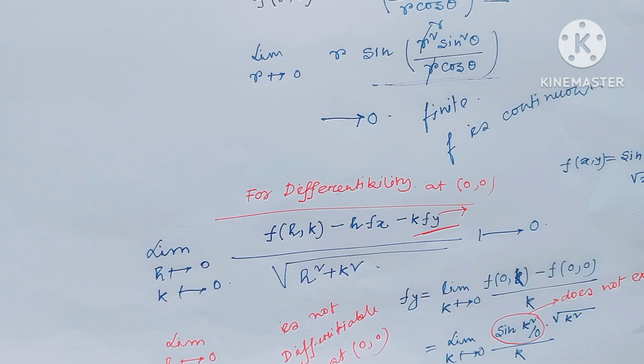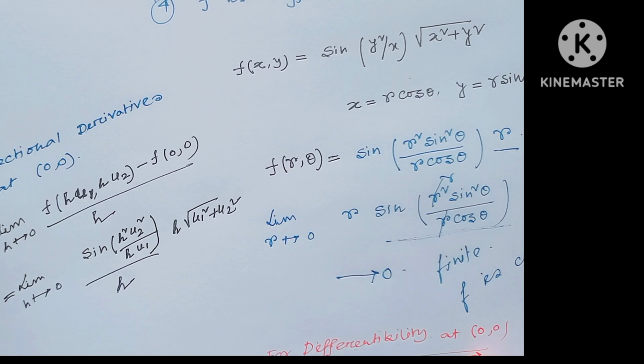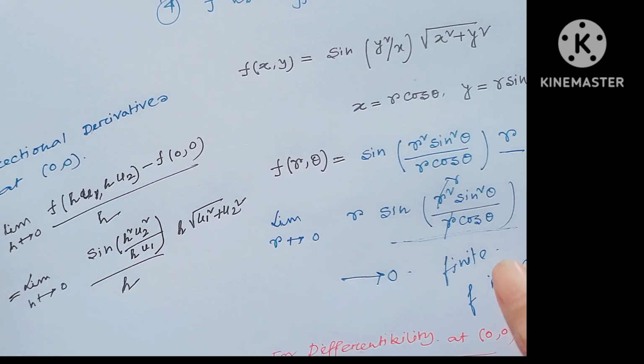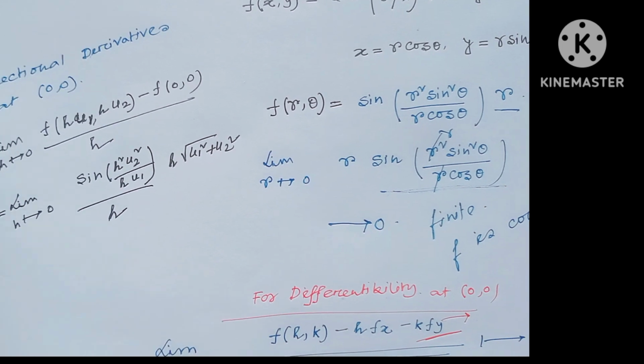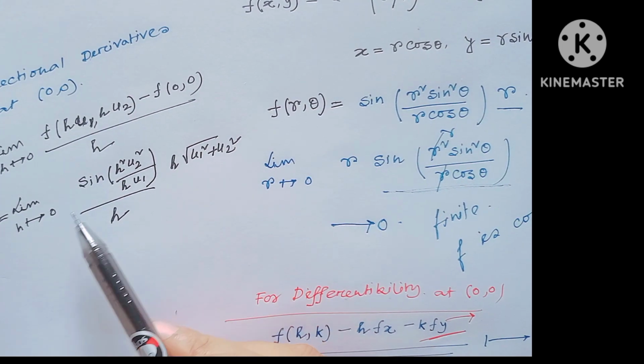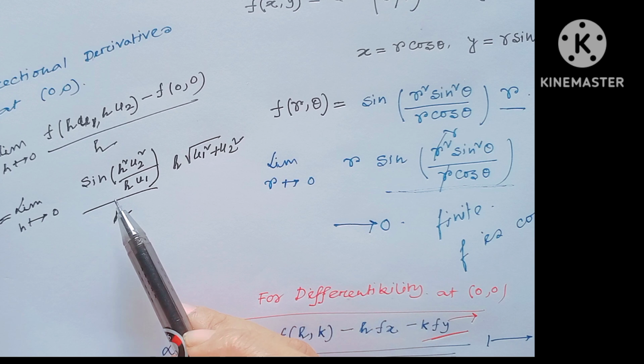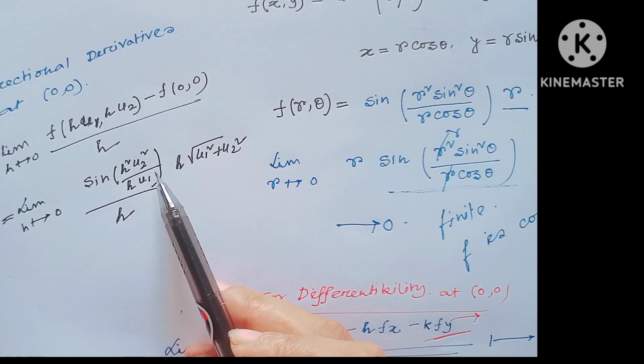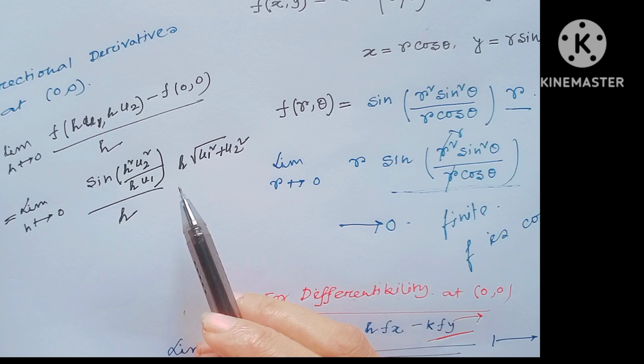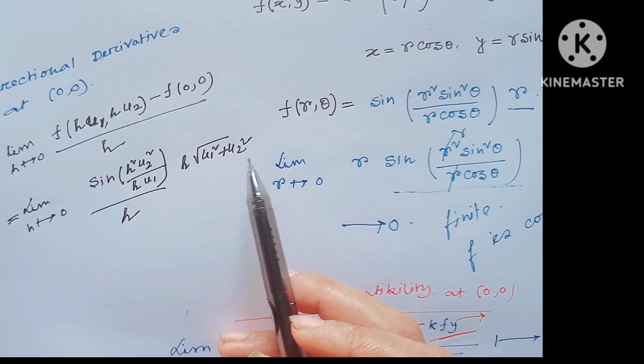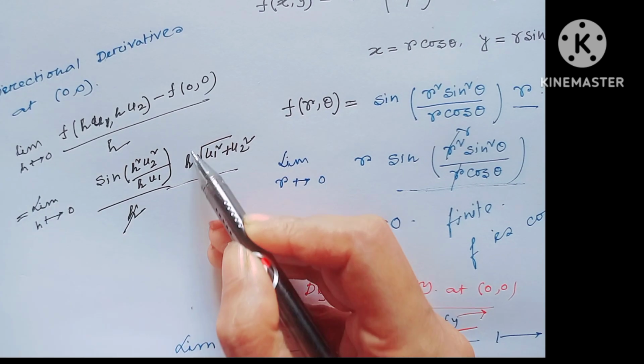Therefore, we cannot tell about the directional derivative; it may exist or it may not exist. Just check the directional derivative at the point (0, 0). The directional derivative at (0, 0) means the limit as h goes to 0 of f(h u1, h u2) minus f(0, 0), divided by h. This value is the limit as h goes to 0 of sin(h square u2 square) divided by h u1 times h times square root of u1 square plus u2 square, divided by h. Just cancel this part.